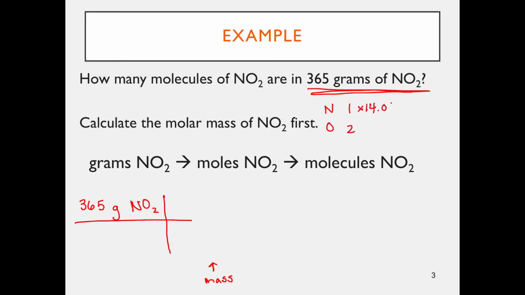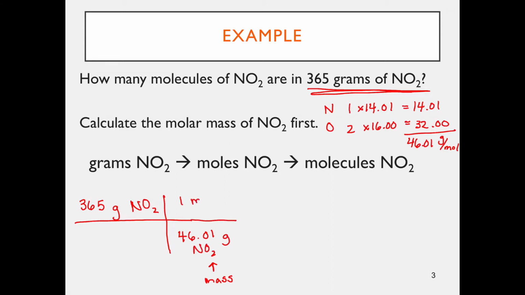Nitrogen and oxygen, we have 1 and 2. We multiply that by their masses, multiply that out, and add them up. So there's our molar mass, 46.01 grams per mole. So that mass is going to go down here, 46.01 grams of nitrogen dioxide, and that's equal to one mole of nitrogen dioxide. So now we have grams of nitrogen dioxide canceling grams of nitrogen dioxide. We're left with moles. So now we need to get from moles to molecules.